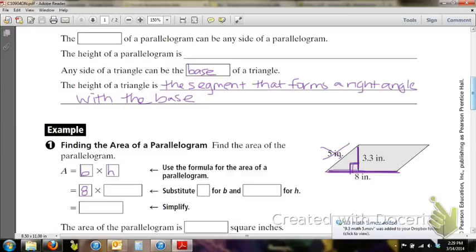So my base is 8, my height is 3.3. So I'm going to substitute 8 for the base, 3.3 for h. Now I just need to multiply these two together. And 3.3 times 8, 4, 2, 26, bring a decimal in. 26.4 inches squared. So the area is 26.4, whoops, that's a 4. 4 square inches. Okay, now you can try the quick check. We tell you what the base and the height are, and you just have to find the area. When you're ready, move on to the next one.